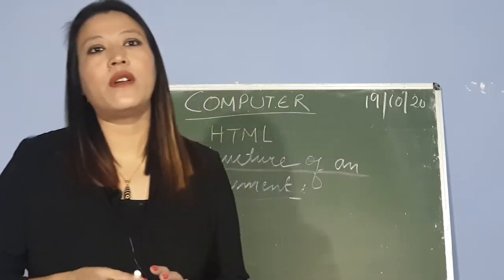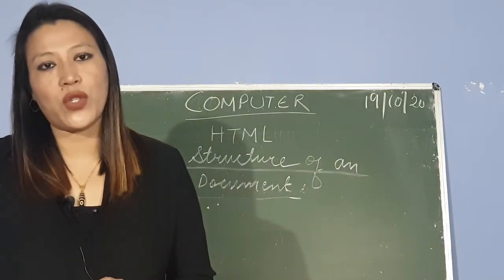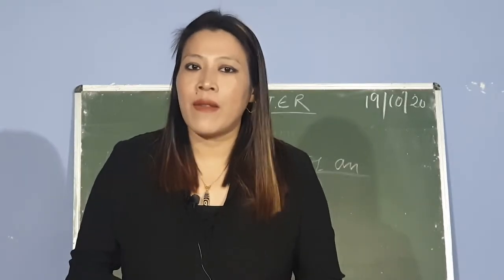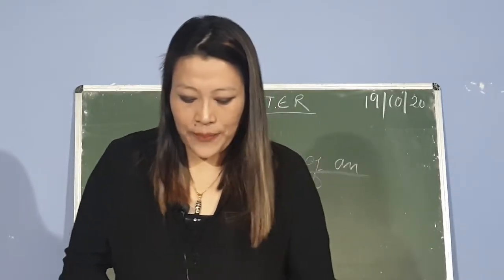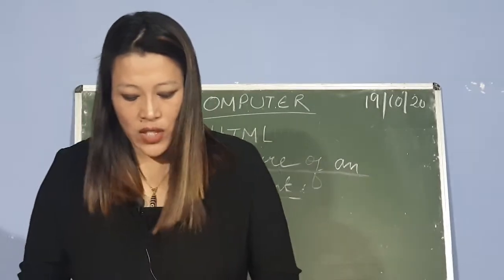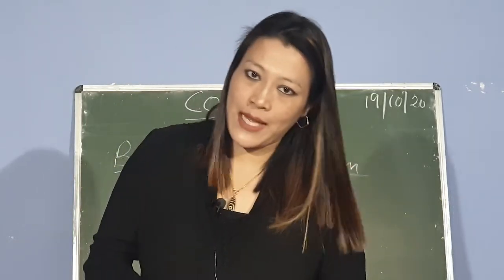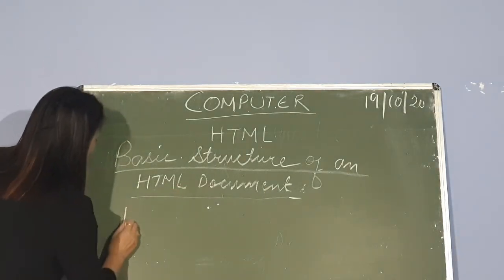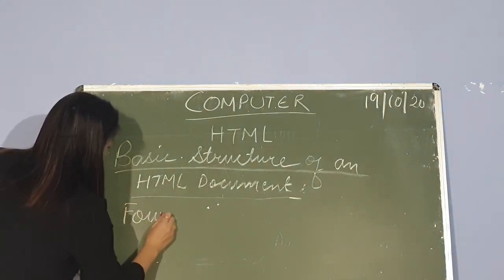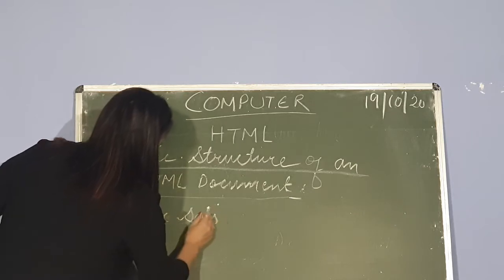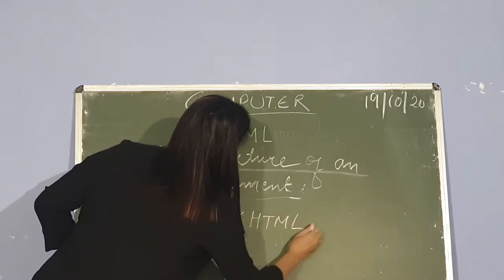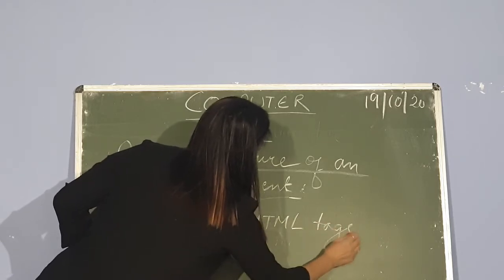And whatever text or images that you want to display on the screen will be written in the body section, okay. The basic structure of an HTML consists of 4 sets of HTML, which are known as tags, okay.